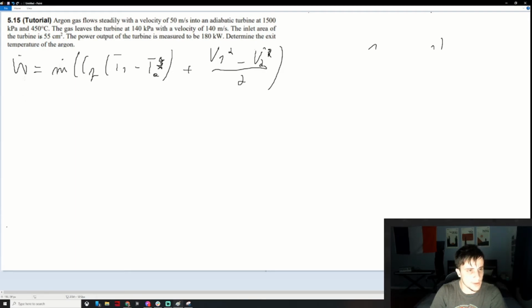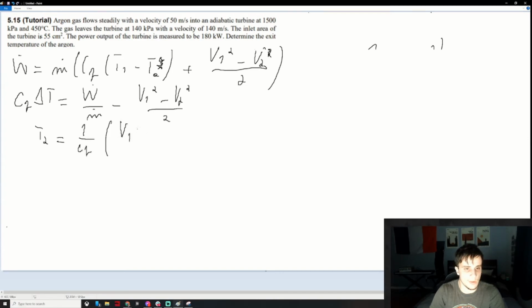To do that, M dot goes to one side, so CP delta T is equal to W dot over M dot minus (V1 squared minus V2 squared) divided by 2, and so it'll be T2 is equal to 1 over CP in parentheses (V1 squared minus V2 squared over 2 minus W dot over M dot), and we place the T1 on the other side, so it became negative, but T2 is negative, so plus T1. Okay, I believe it should be that way.